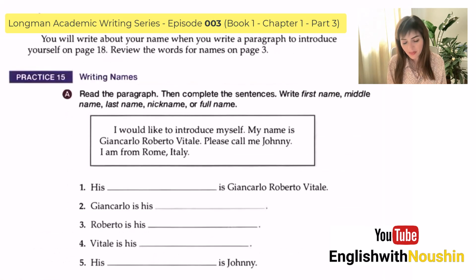Now, let's do a little bit of review. Do you remember we talked about first name, middle name, last name, nickname, full name? If you don't, episode 1. If you do, let's fill the gap. So, I would like to introduce myself in the box, practice 15. My name is Giancarlo Roberto Vitale. Please call me Johnny. I am from Rome, Italy.